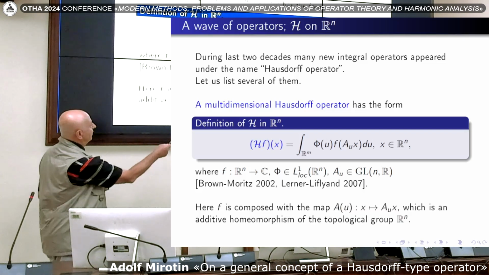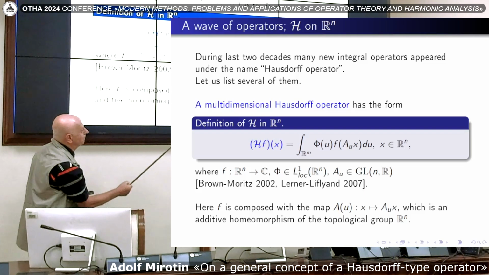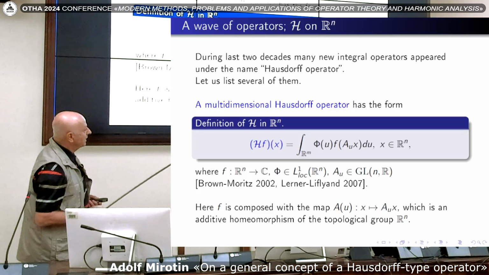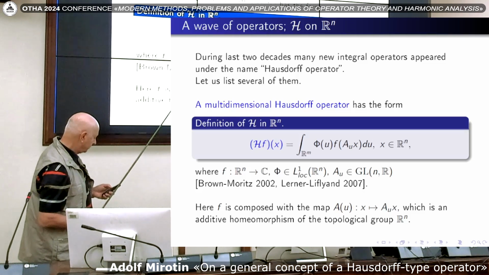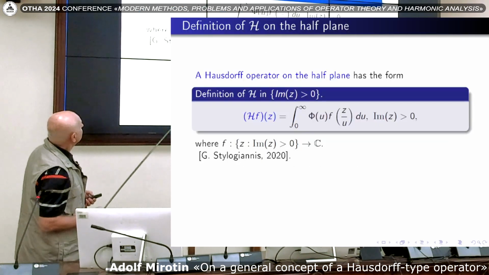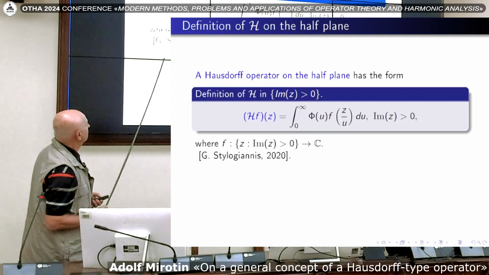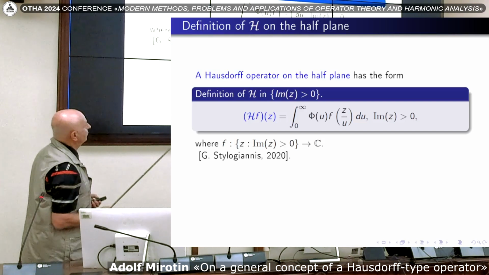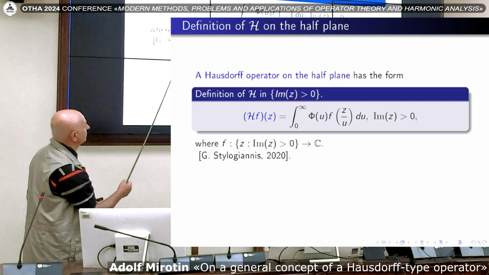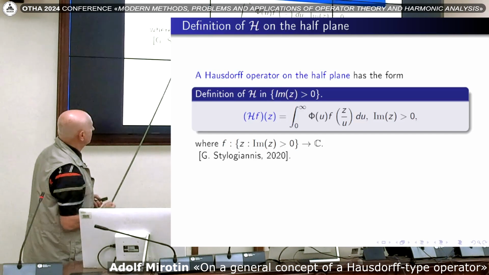Here, the function f is composed with the map A of u, which is the multiplication by the non-singular n by n matrix A of u. And this map is, of course, an additive homeomorphism of the topological group R^n. The next example is called Hausdorff operator on the upper half plane. This definition was given by Stylianos in 2020. Here, phi, a kernel, is as usual an integrable function. du is a measure on the half line (0, infinity). f is a function in the upper half plane.